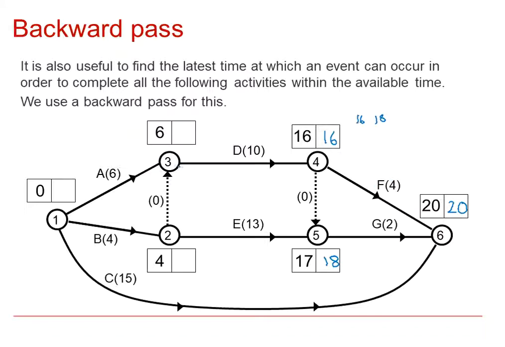Then we go back to this node 3 and this event. So this event here is the event D has started. The latest time that D can start: 16 is the latest it can finish, take away its duration of 10 is 6.